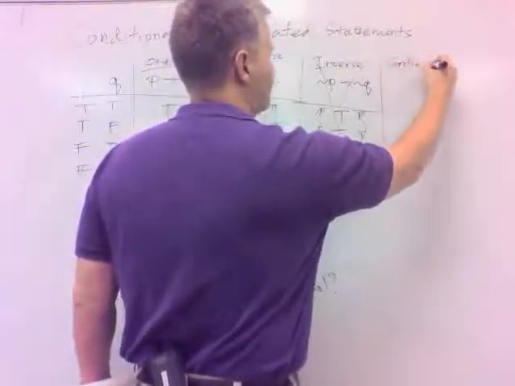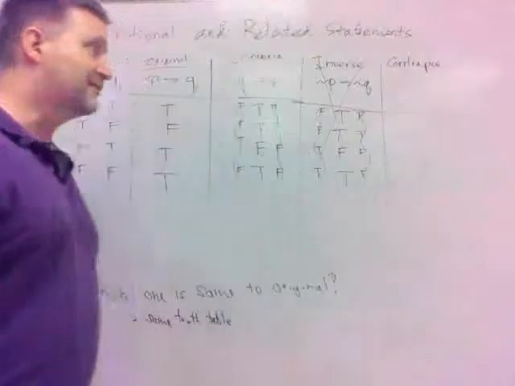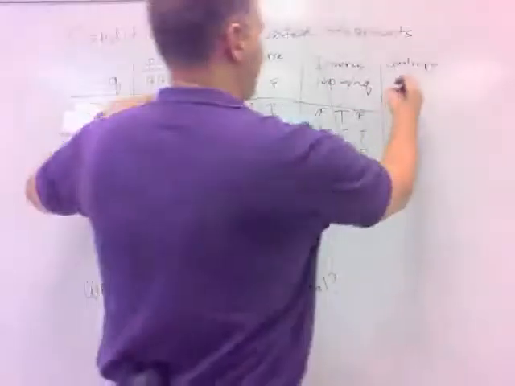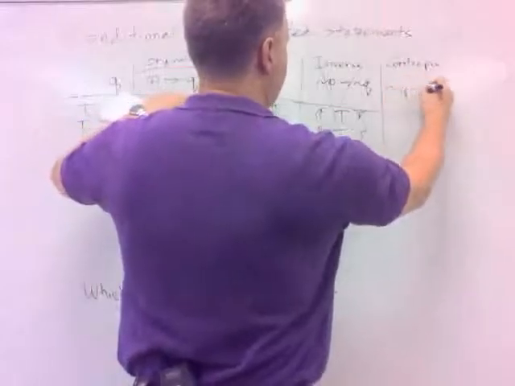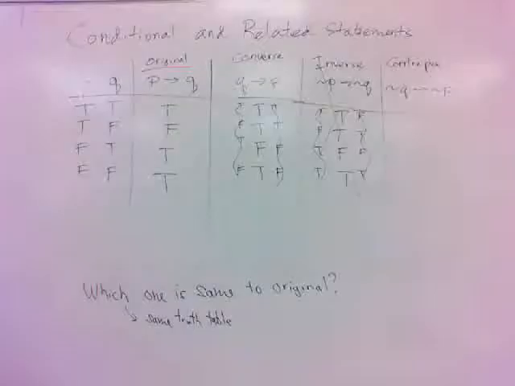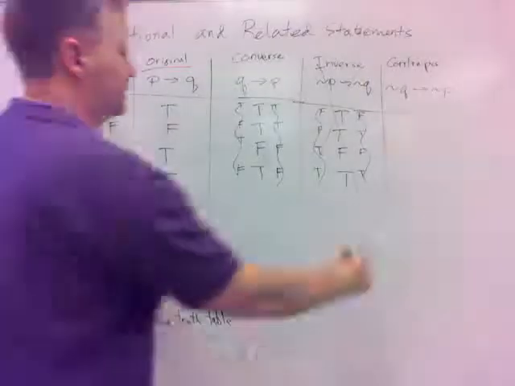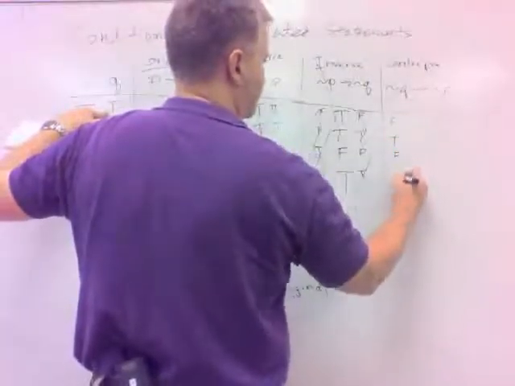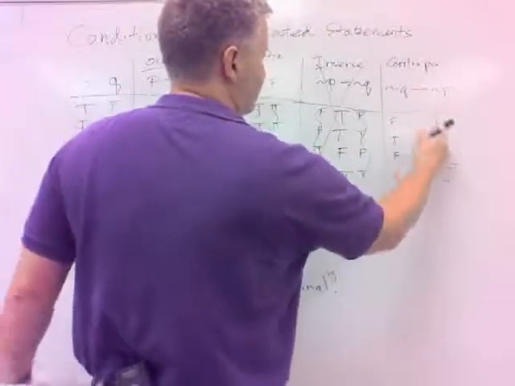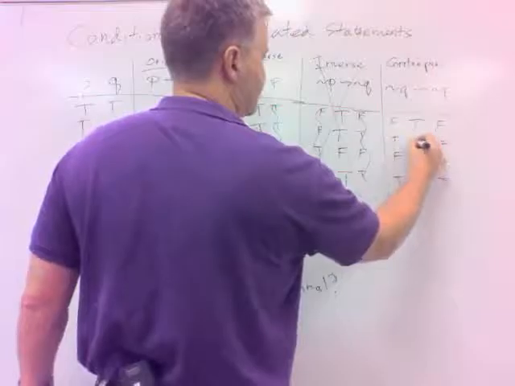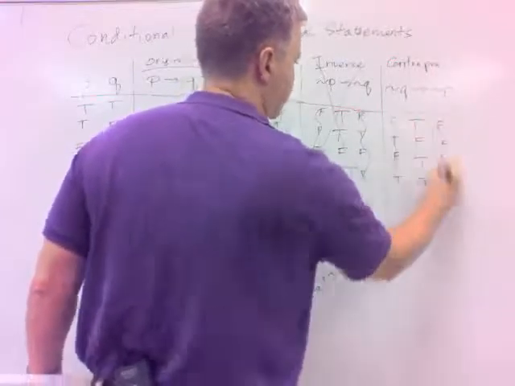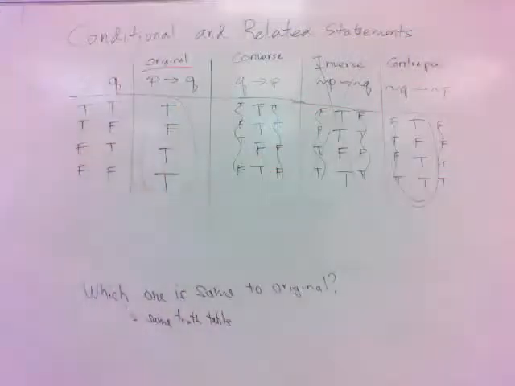Well, if one of them is going to be equivalent, we're down to the contrapositive, our last hope. Contrapositive flips and negates, so that would be not Q arrow not P. Right? We flip it and negate it. So not Q is false, true, false, true. Not P is false, false, true, true. False arrow false is true. True arrow false is false. False arrow true is true. And true arrow true is true. Hey, how about that? We did find one.